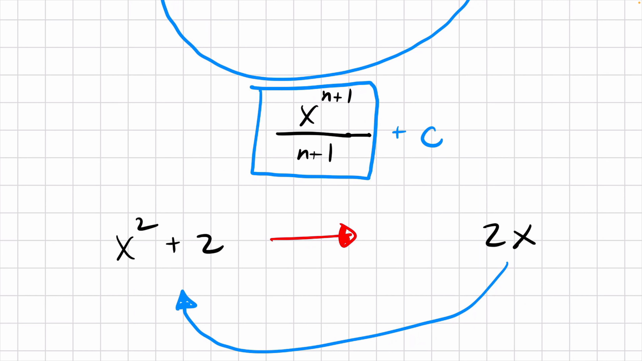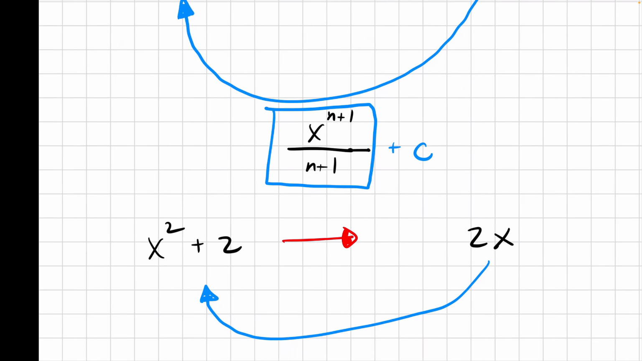Okay? So that's the power rule. Let me write it up here. The power rule says x to the n plus 1 over n plus 1, and then I also always have to put a plus c after it. So anytime you use the power rule to find an antiderivative, you've got to put a plus c after it.